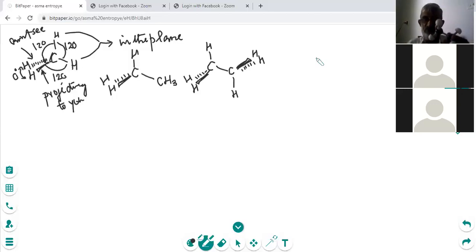So how do you represent this structure? We represent it by a circle. What is this circle? The front carbon. This front carbon is given as a circle. Now if you are looking from here, this bond is exactly down. So let me start from the center of this.